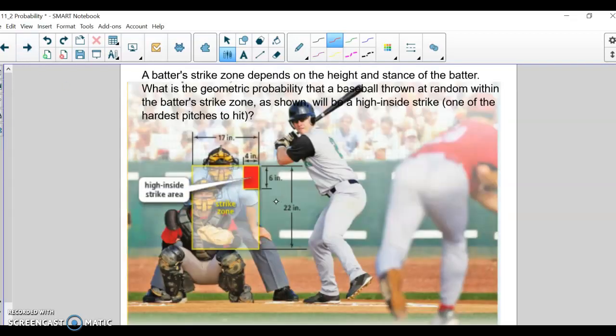Okay, so we've got two questions. Here we're trying to pitch it right into this little square. It's a 4x6 square, and our whole strike zone is 17x22. So we're saying if it hits in the strike zone randomly, what is the chance that it hits in the little red square that we want? Pause the video and see if you can figure this out.